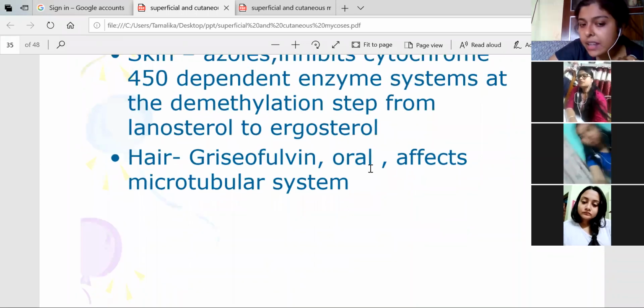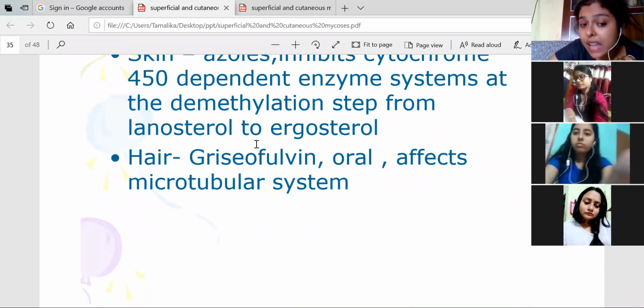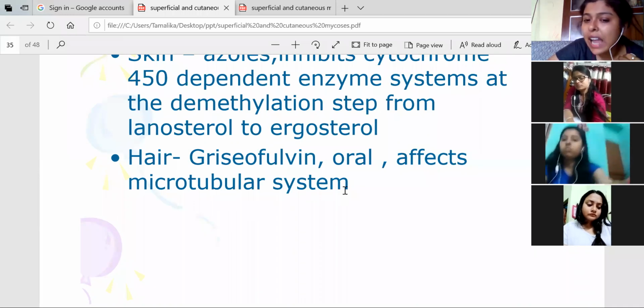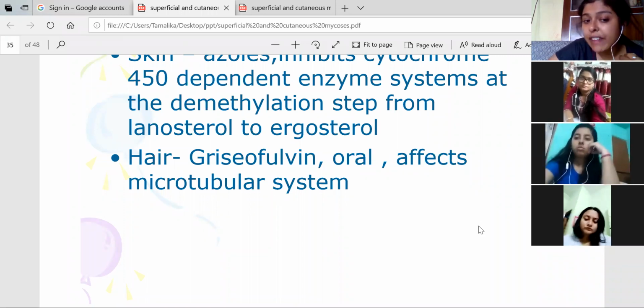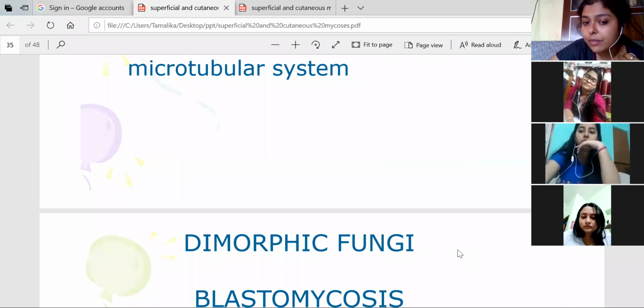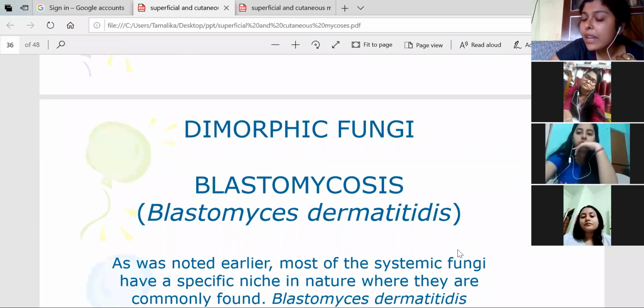Another drug is griseofulvin. Okay, so griseofulvin is given orally, and it also affects the microtubular system, and it will kill the organism. Am I clear or not?